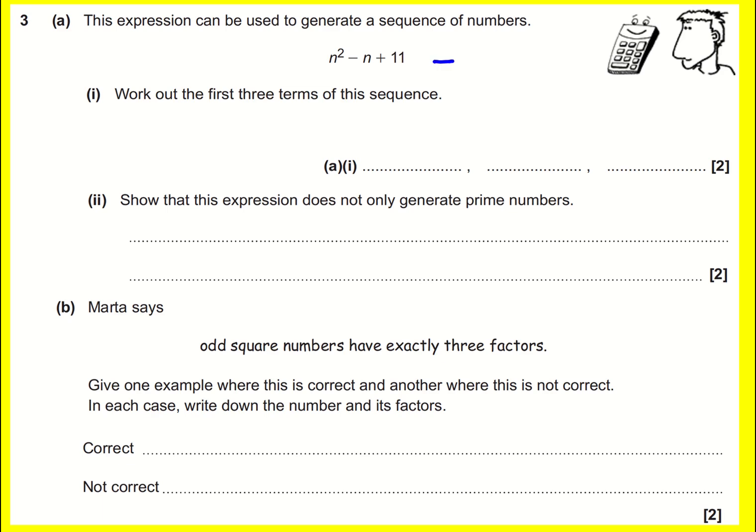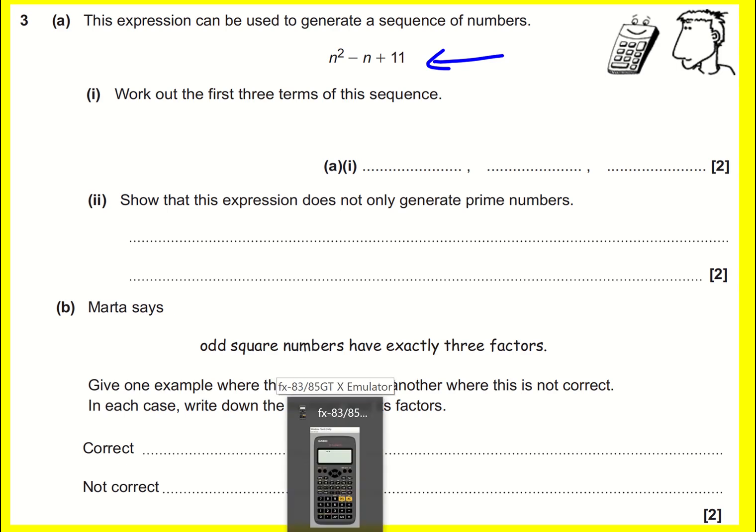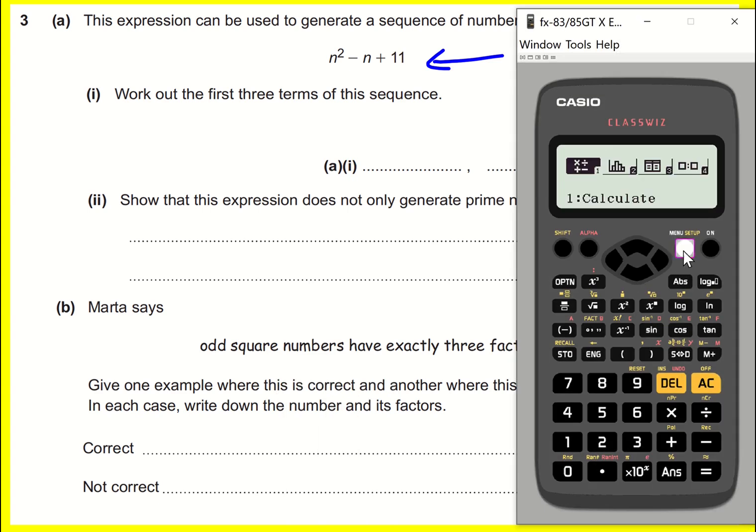Here we've got a quadratic sequence and we're being asked to substitute numbers into it, to work out the first three terms of the sequence. So that's going to be when n is 1, n is 2, and n is 3. And we can substitute it in if we like, or we can actually use the table function, which will work really well.